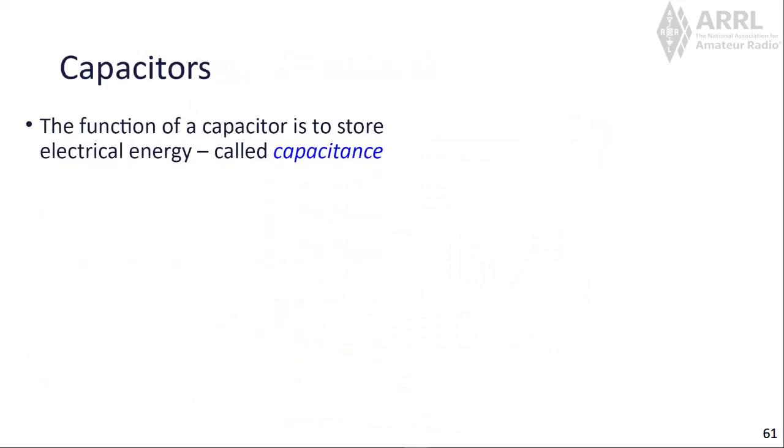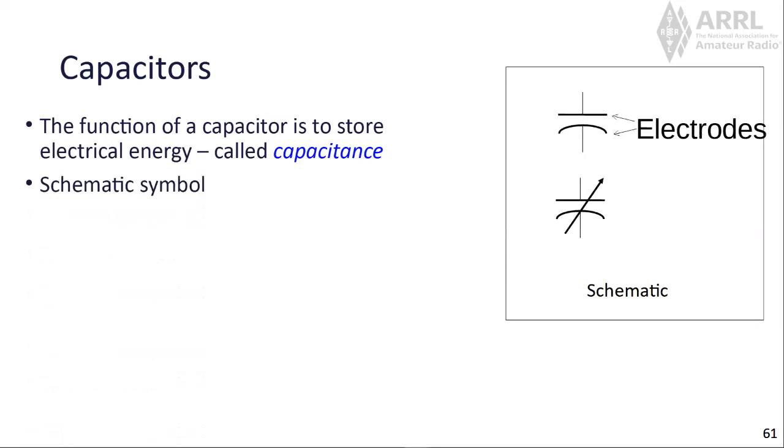Capacitors. The function of a capacitor is to store electrical energy, called capacitance. We see a schematic symbol on the right. They show you the two electrodes of the capacitor. There is a gap between. The gap has the dielectric material, the insulator. And the second symbol down has an arrow through it, which means that it is an adjustable capacitor.